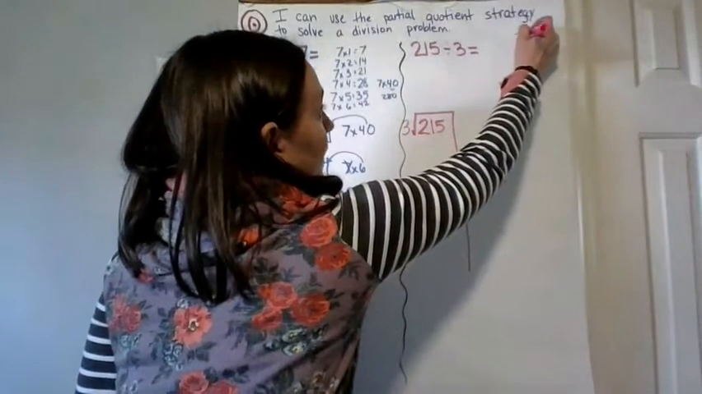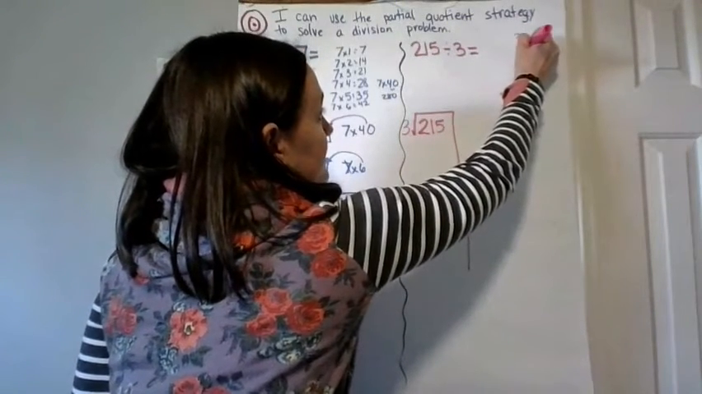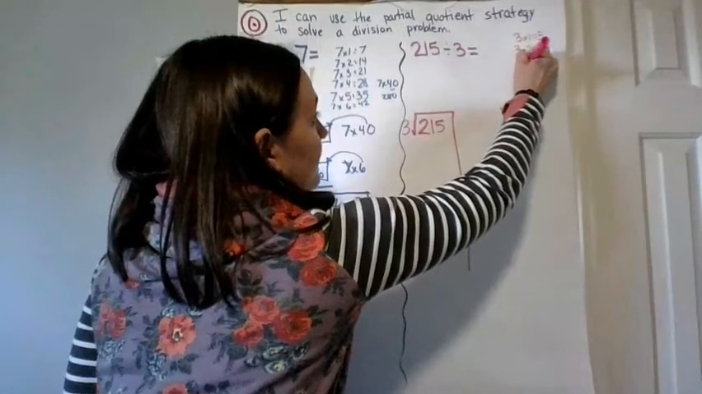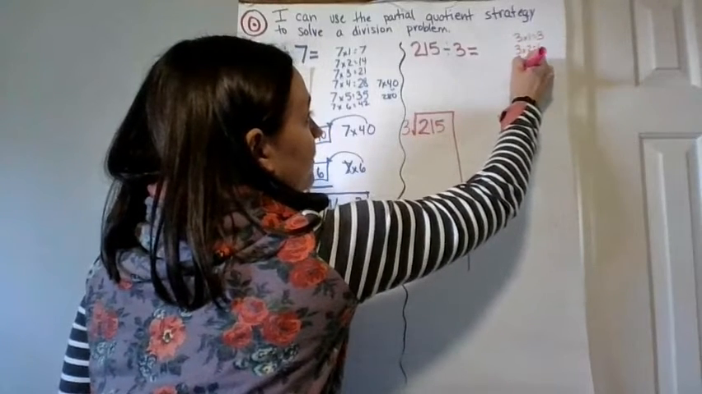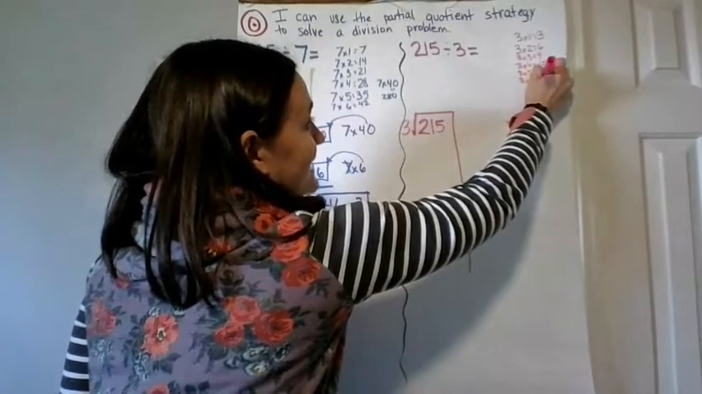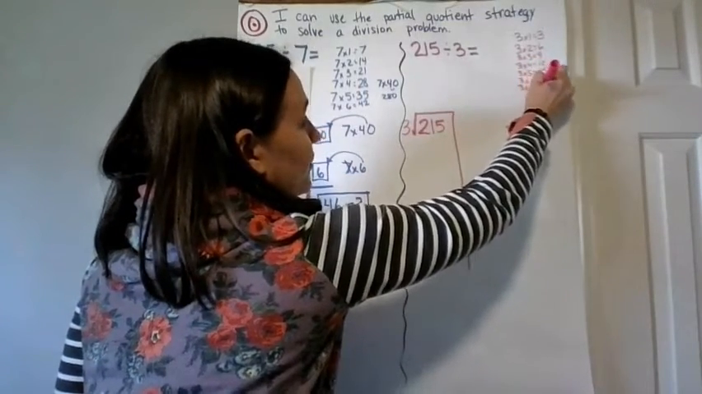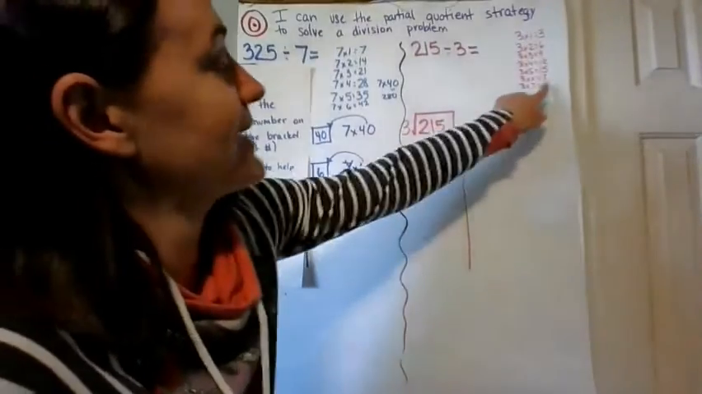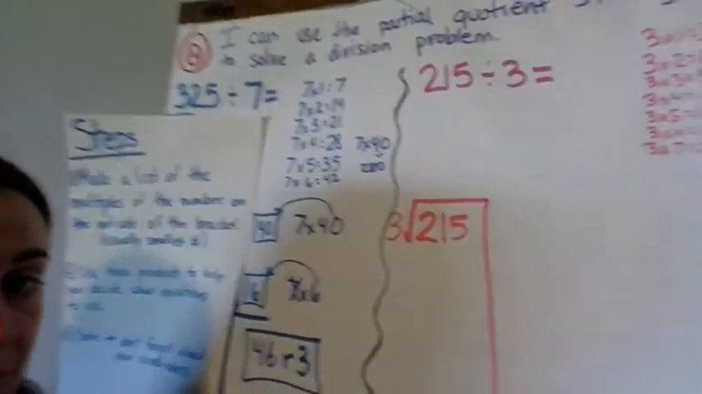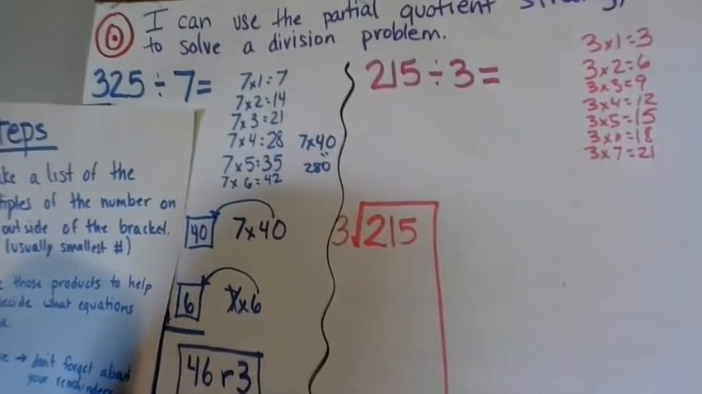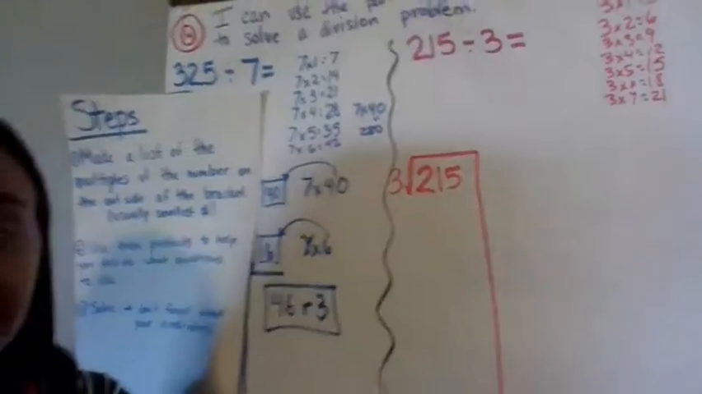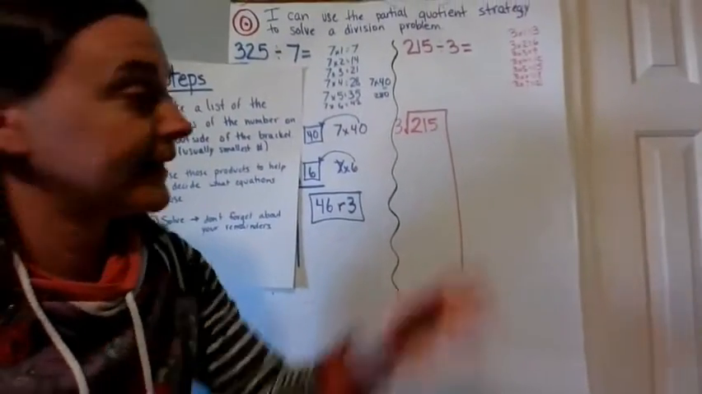So I know 3 times 1 equals 3, 3 times 2 equals 6, 3 times 3 equals 9, 3 times 4 equals 12, 3 times 5 equals 15, 3 times 6 equals 18, and 3 times 7 equals 21, right? Those two match up. So I'm going to stop there because I don't really need to go any further right now. So those are my multiples of 3 along the side here with my factors.